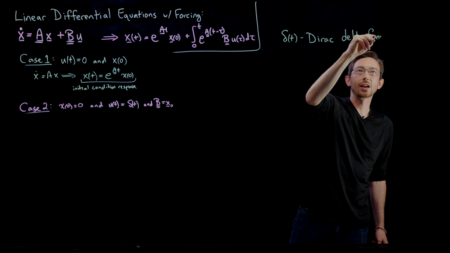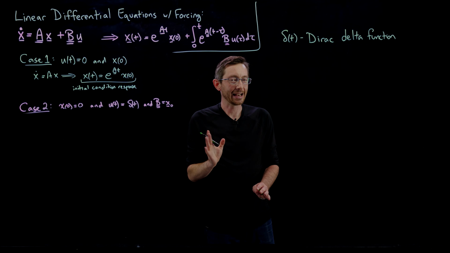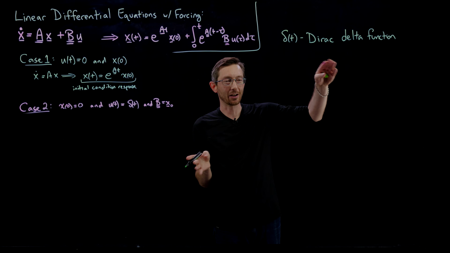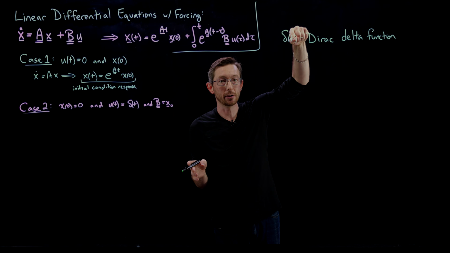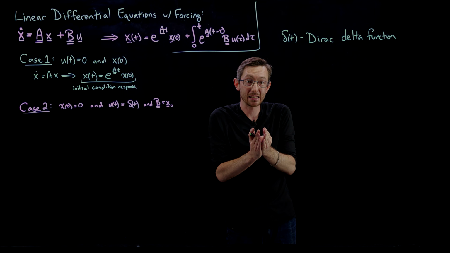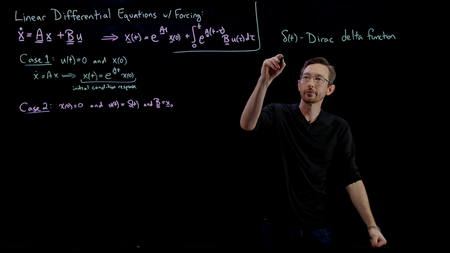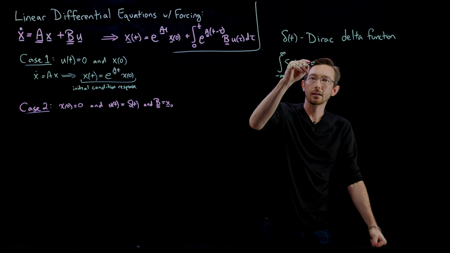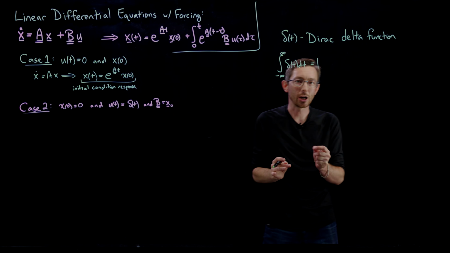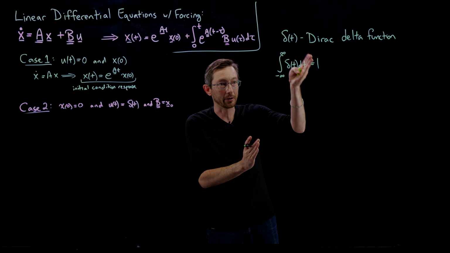It's like a generalized function. It's a weird function because it has some strange properties. It's actually not a well-defined function. It goes to infinity at t equals 0, but it has an infinitesimal width so that its integral equals 1. So it's literally defined so that the integral from minus infinity to infinity of delta of t dt equals 1. It's a shape that is infinitesimally skinny and tall and has area 1.